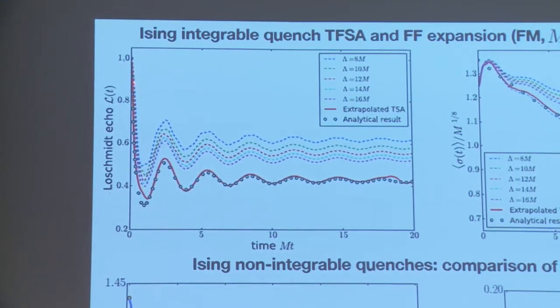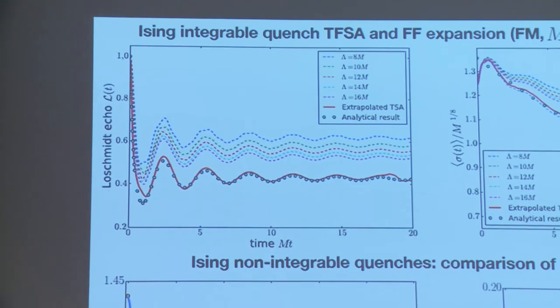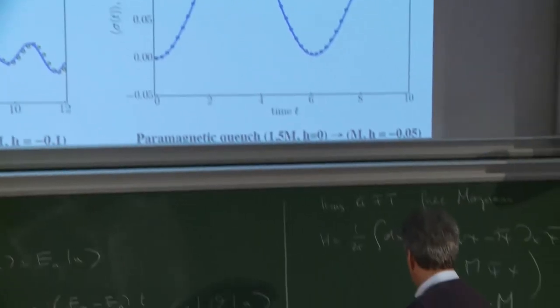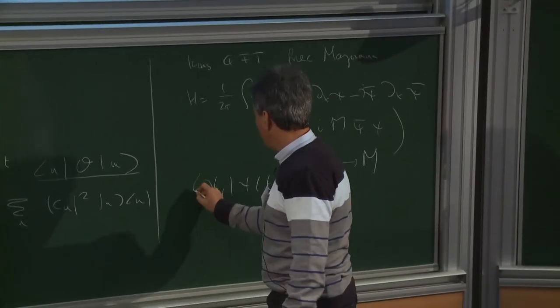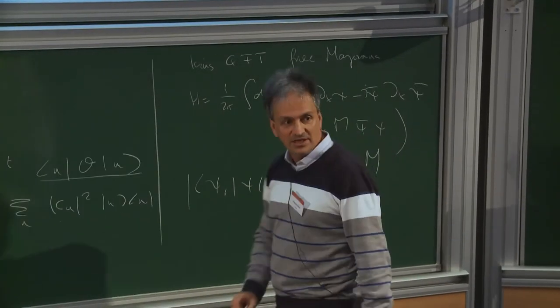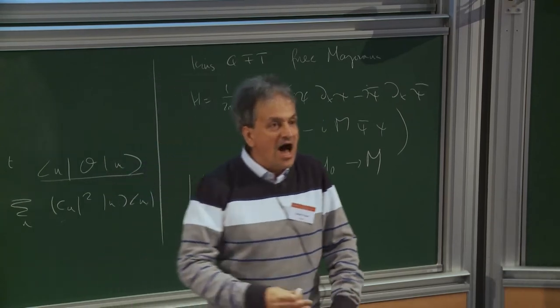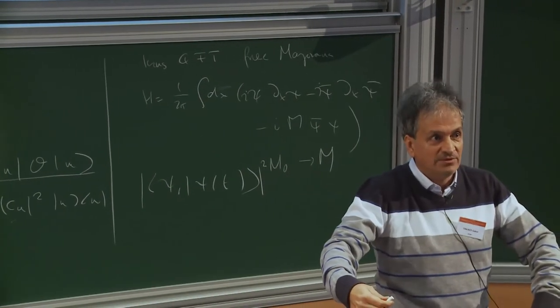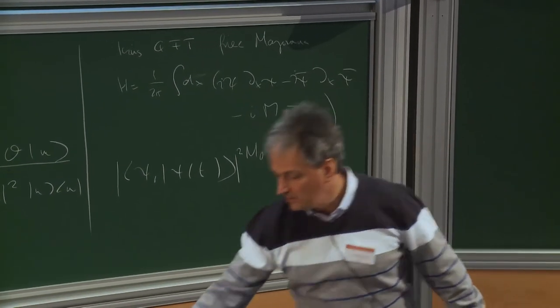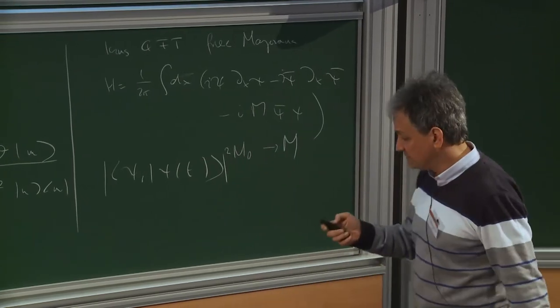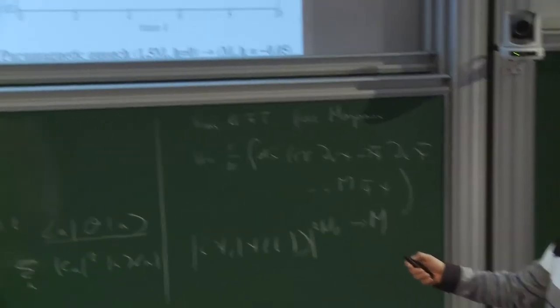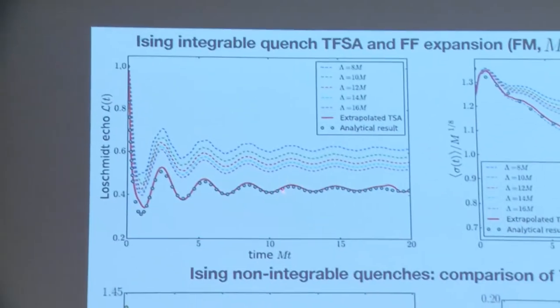And this is the so-called Loschmidt echo. Loschmidt echo is simply that you take the initial state, overlap with the time-evolving state, and take its absolute value squared. That's the Loschmidt echo for you. It's how well the initial state is preserved in time. What is the overlap with it as time goes on? And you see here that it depends on the cutoff.